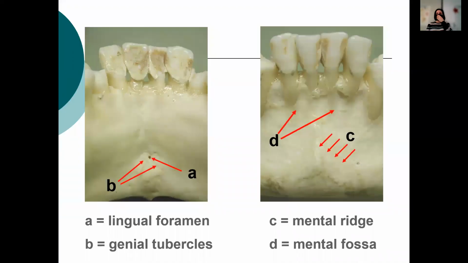So here on the skull, you can see the little hole for the lingual foramen, and you can see how it's bumpy bone around it for the genial tubercles. And then it's just a thinned out area of bone here for the mental fossa. It doesn't really seem like very much on the skull. And then you can't see this too terribly well either, but it has a thicker ridge coming down on either side for the mental ridge.